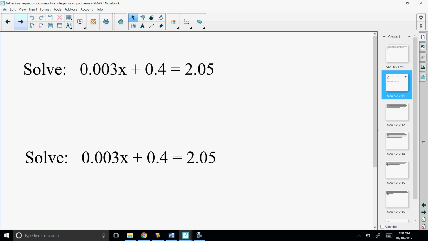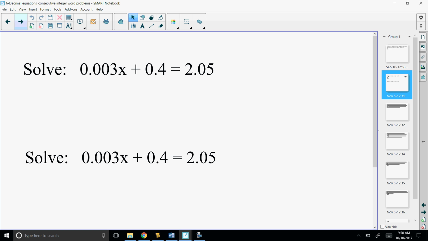what place value is that 3 in? Thousands. Tenths is the first place after the decimal point. Tenths, hundreds, thousands. The 3 is in the thousands place value. So this is actually read as 3,000 x plus, what's that next term? 4 tenths is equal to 2 500ths.